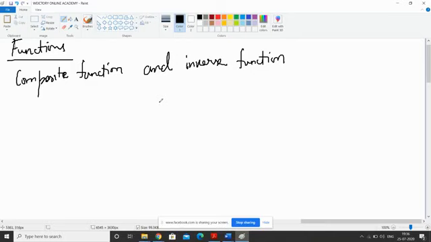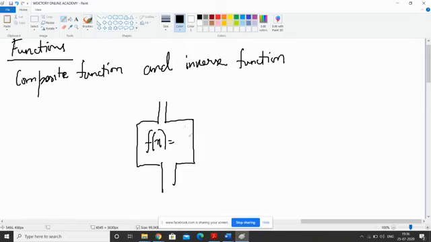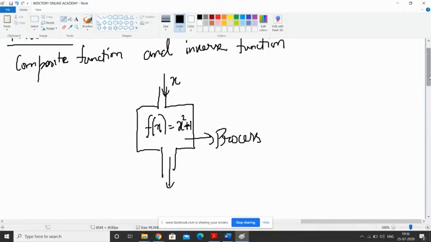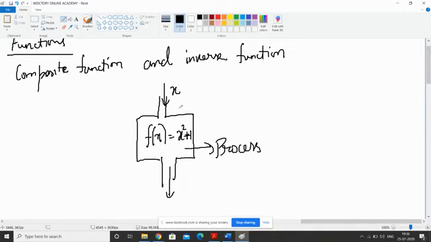Okay, so a function is like a machine. Let's say f(x) is a function. It says x square plus 1. So it is a machine where we give input in terms of x, and it will process the input and give you the output back. All the machines in real life work on the same concept.